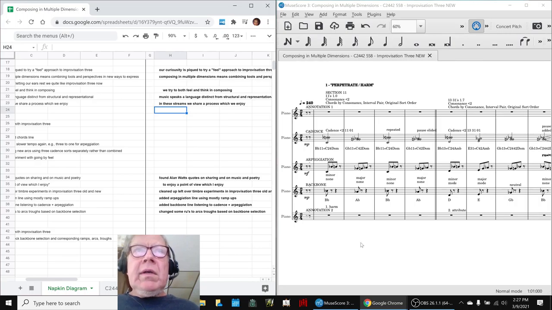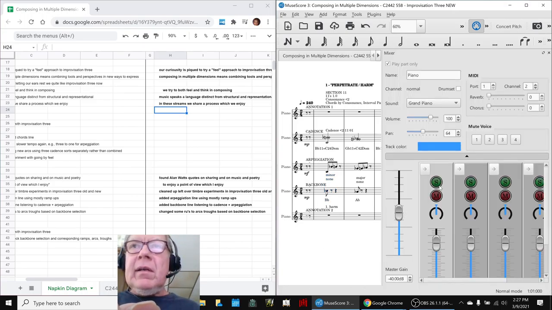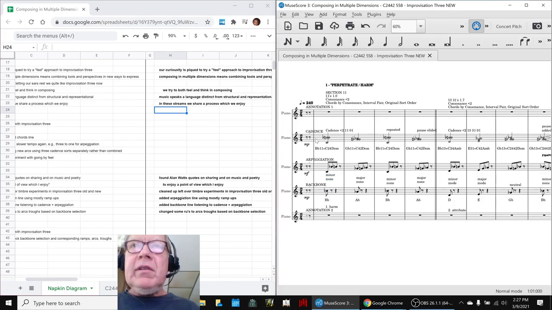So, back to work. We added an arpeggiation line here, which is the diddle diddle, and then we added the backbone line, which is the dum dum dum. And the difference it makes is immense, we feel. Just the cadence by itself sounds like this.